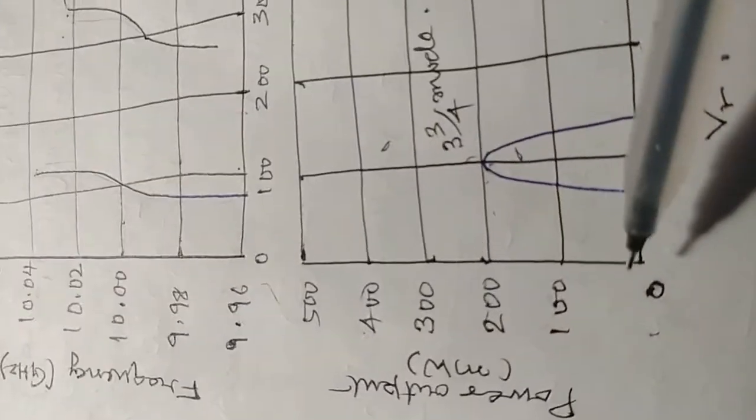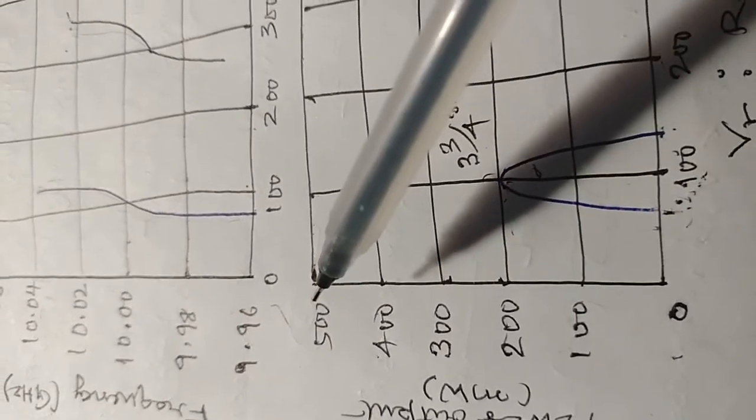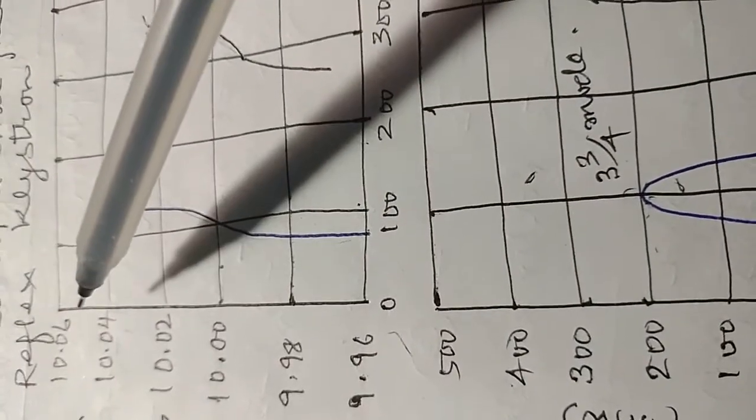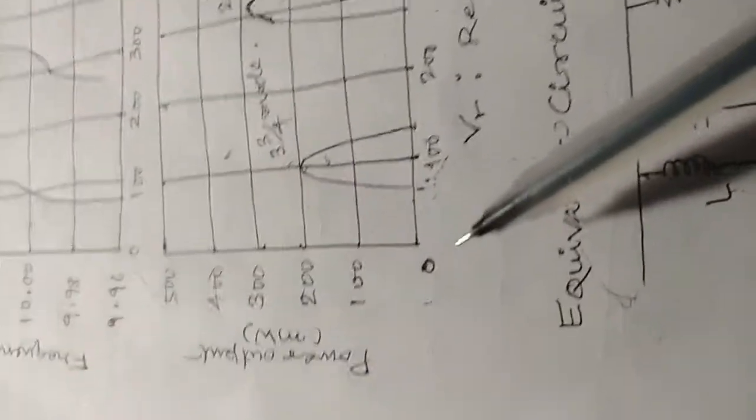voltage. The repeller voltage has been taken from 0 to 900 volt, and on the vertical axis the power has been taken from 0 to 500 milliwatt, and here we have taken the frequency from 9.96 gigahertz to 10.06 gigahertz. Here the variation is of 0.02 gigahertz. So let us see. First we'll see the power output and the repeller voltage, how it works.